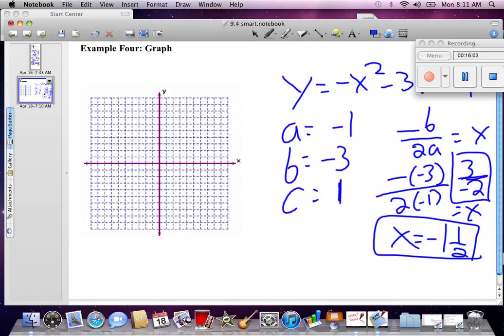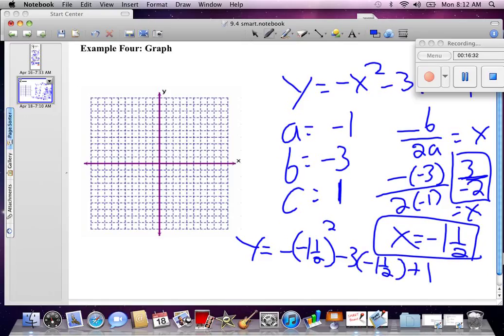Okay, Austin, once I find X, what do I have to find? Y. And how am I going to find Y? I'm going to take X and plug it into our original equation. Okay. So we've got Y equals negative 1 and a half squared minus 3 times negative 1 and a half plus 1.